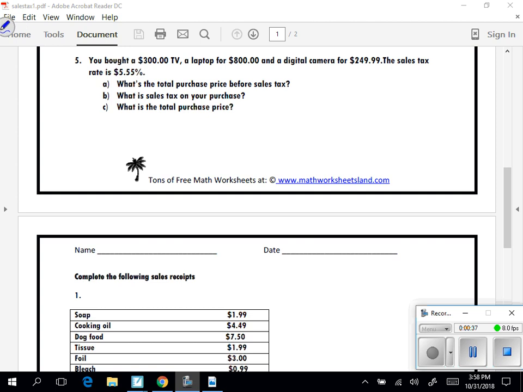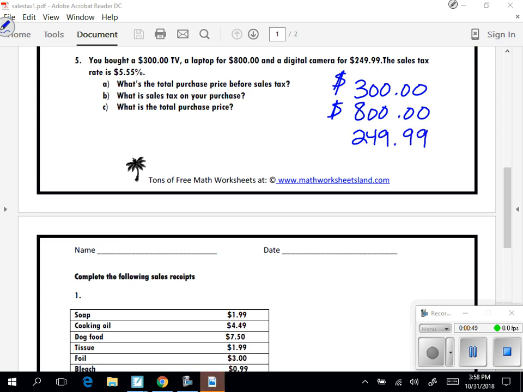So I'm going to go ahead and create a list over here. $300, $800, and then $249.99. It looks like we only purchased one of each of the items, so I'm going to go ahead and add these together. 8 plus 3 is 11, plus 2, we get 13.